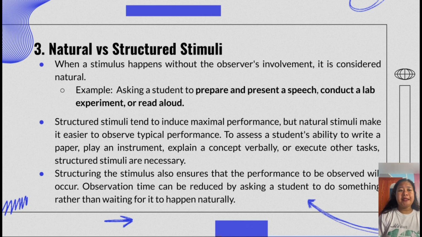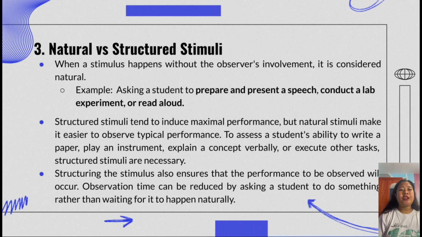Like for instance, social skills are often assessed without any guidance from the teacher. However, in other circumstances, a stimulus could be designed to guarantee that the behavior being assessed happens in specific circumstances. So here are a few examples of organized stimuli: asking a student to prepare and present a speech, conduct a lab experiment, or read aloud.